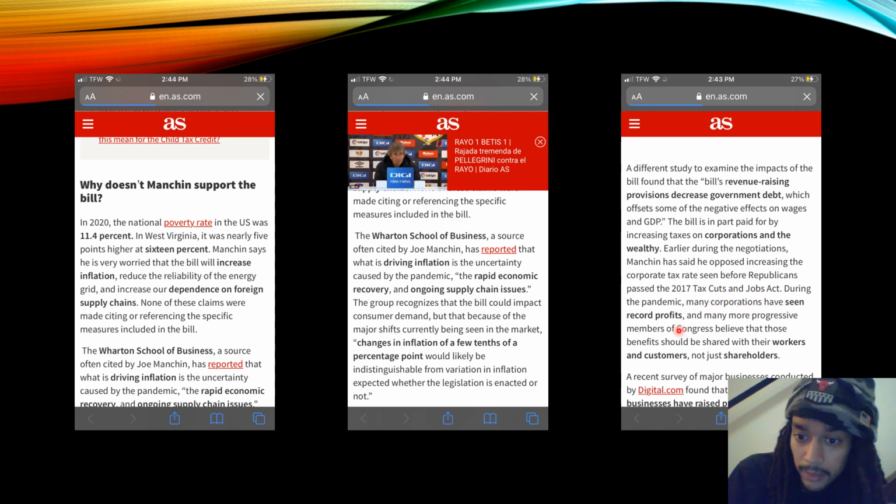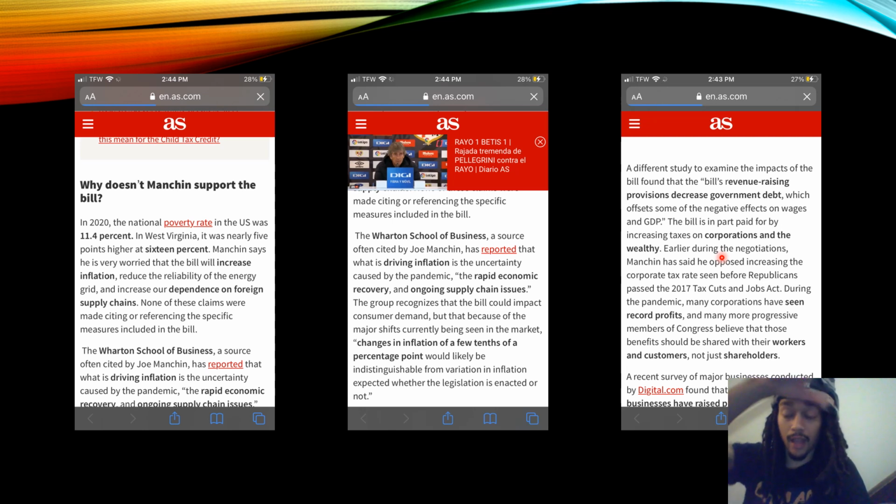and Jobs Act. During the pandemic, many corporations have seen record profits, and many more progressive members of Congress believe that those benefits should be shared with their workers and customers, not the shareholders. So as you can see, we have a Congress that's very divided. Even the House of Representatives, it's not even side against side. They're fighting with themselves in the House of Representatives, not the Senate. That's now.